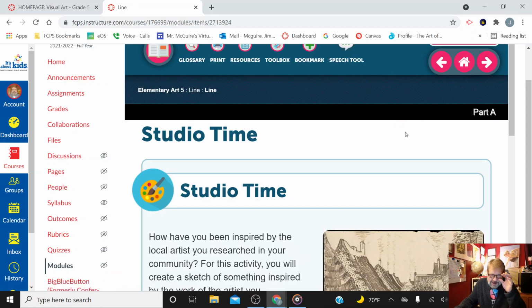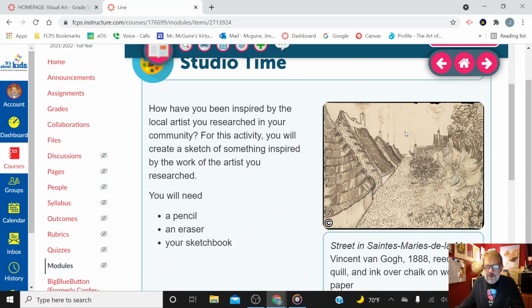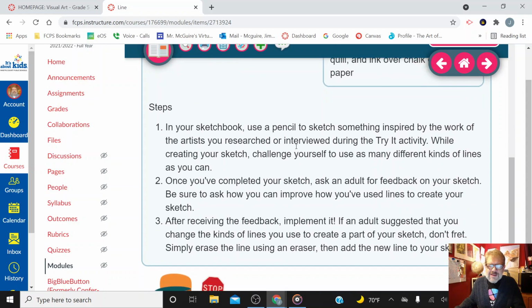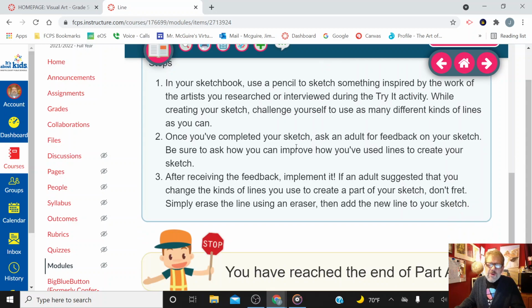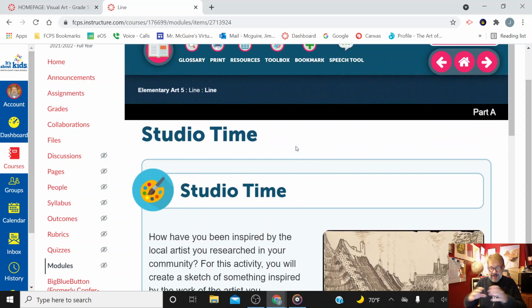Studio time. This is what we're going to be doing on our make day, which for fifth grade is Thursday. This is an activity where we're going to be doing a landscape. That is what we're going to make on Thursday. What they have you doing here is taking a look at the idea of sketching and some ideas that you might have for landscapes.